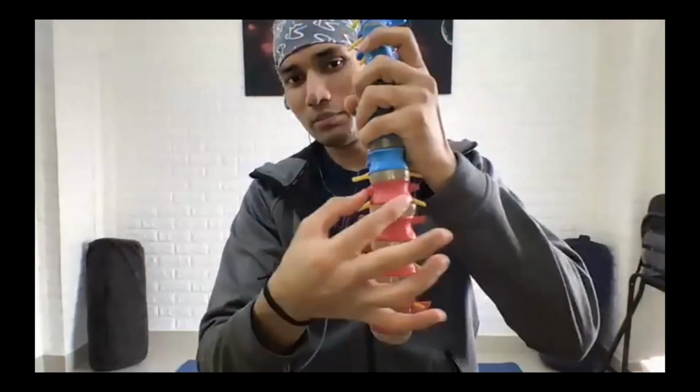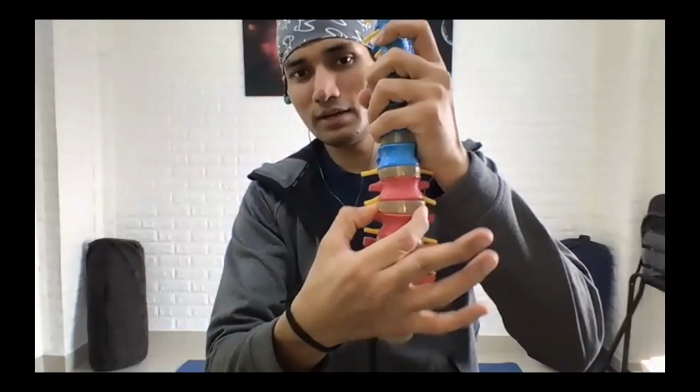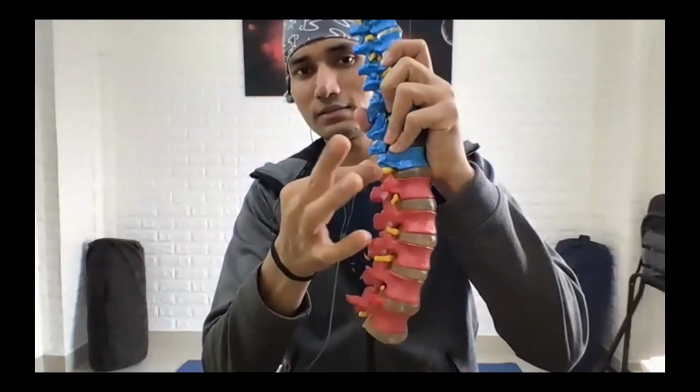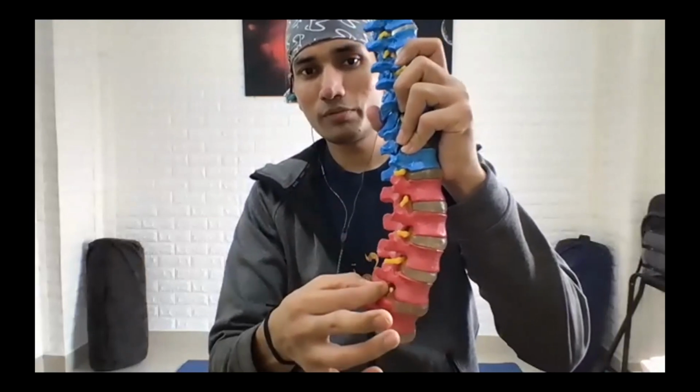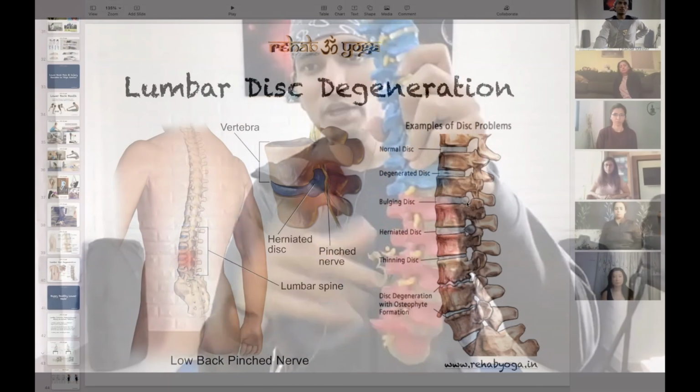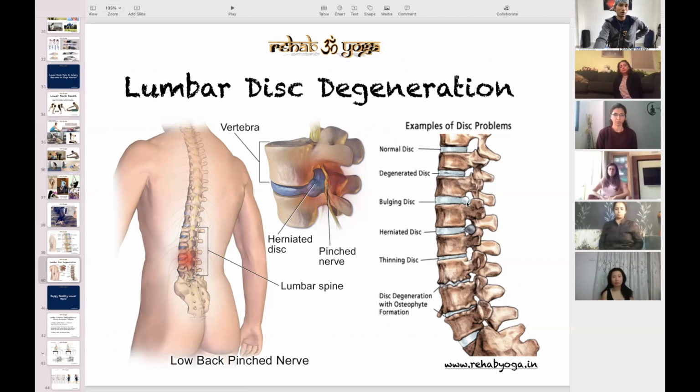These are the big vertebrae and big thick discs in between them. That means there is enough space for the nerve root to come out. But at the same time, when sciatica-related issues start to happen, a lot of nerve irritation, radiculopathy, and a lot of pain will start to happen, unable to sit, unable to walk, unable to do anything.